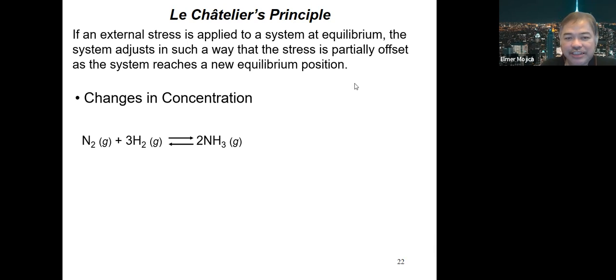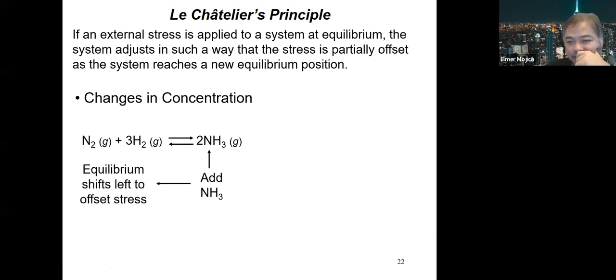So when we have a stress in the form of concentration, the way that it affects the system is, if you add anything, it will favor the reaction that will utilize that added material. So for instance, here, this is what we call the ammonia. So nitrogen plus 3 hydrogen to produce 2 ammonia. So if you add ammonia, the one that will be favored is the backward reaction. So the system will try to utilize the added thing until such time it will reach equilibrium.